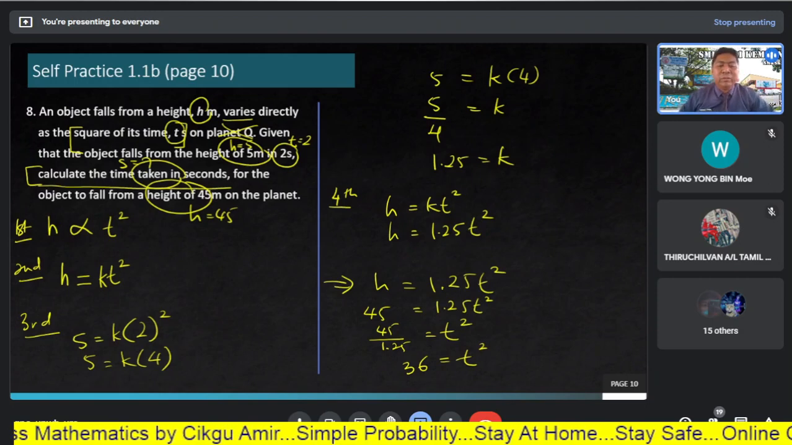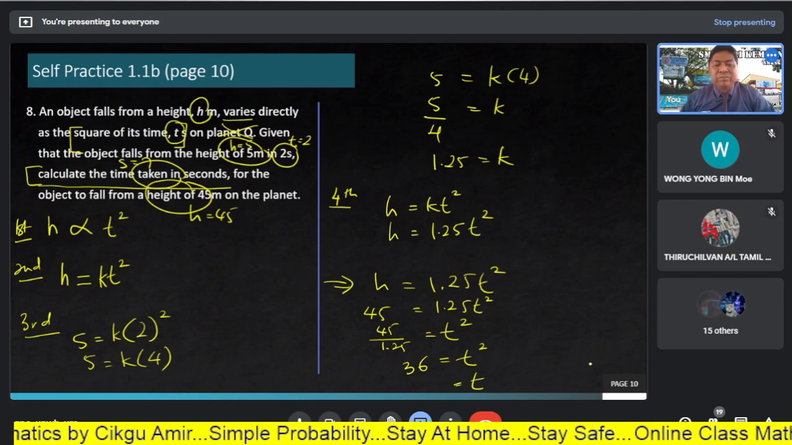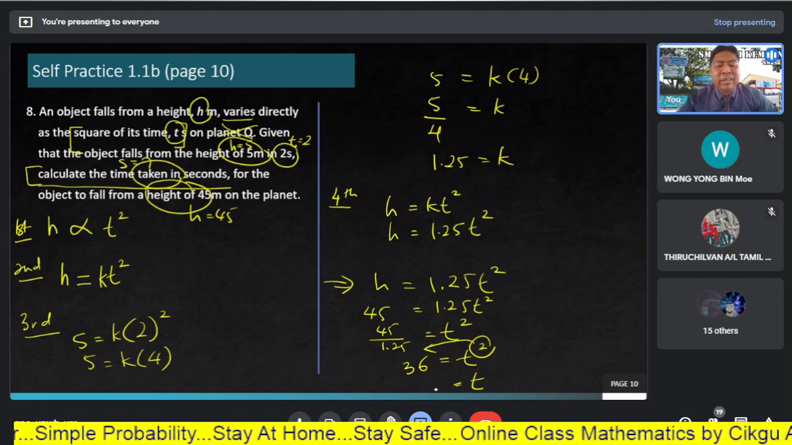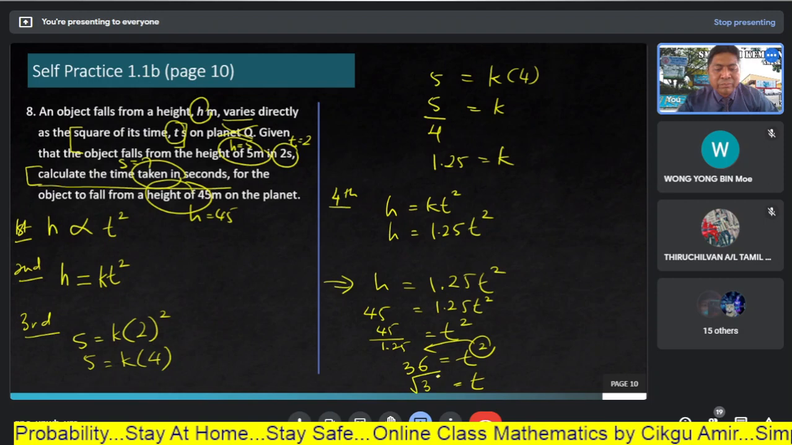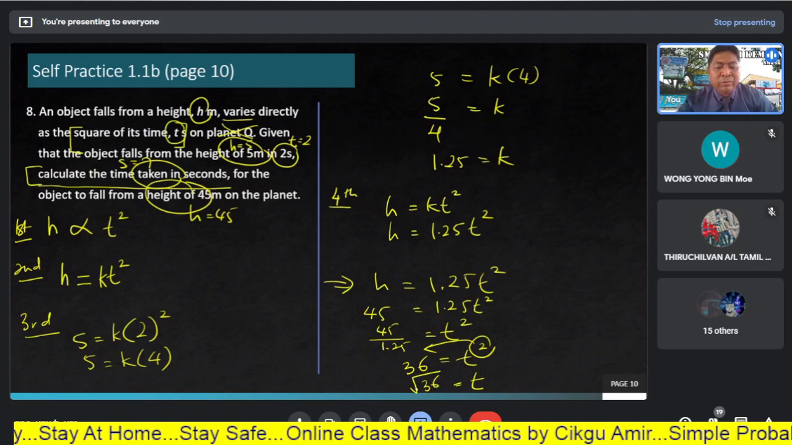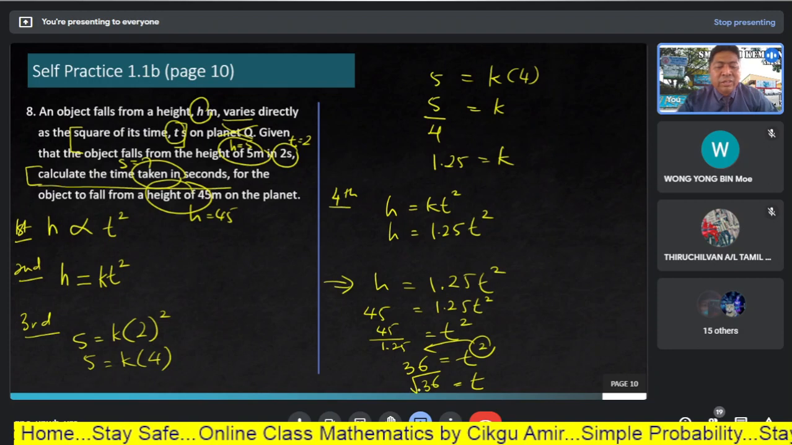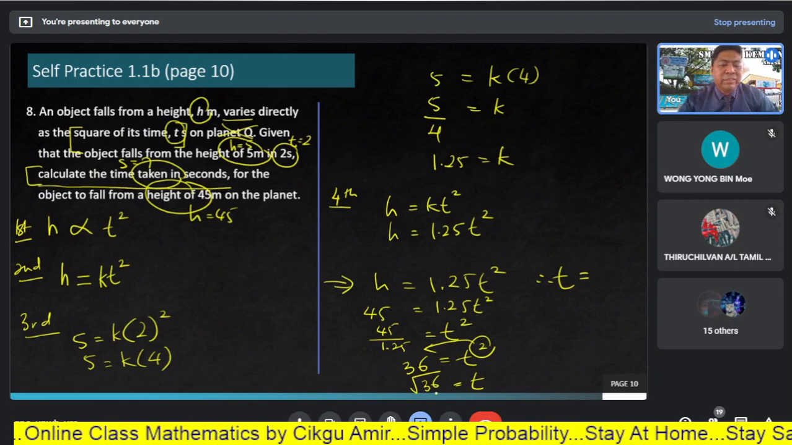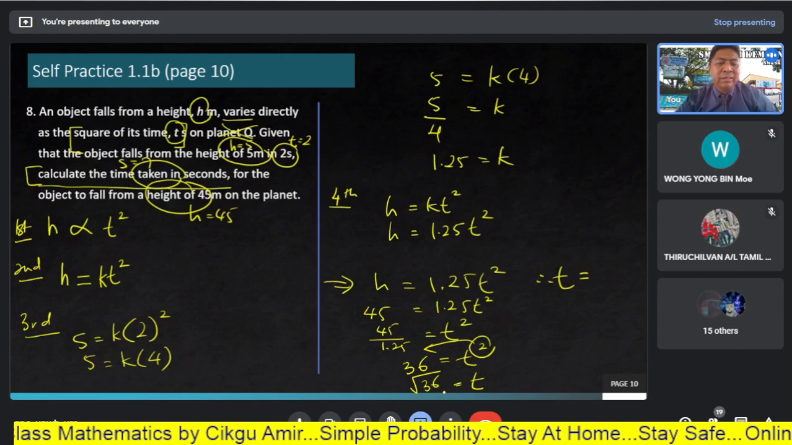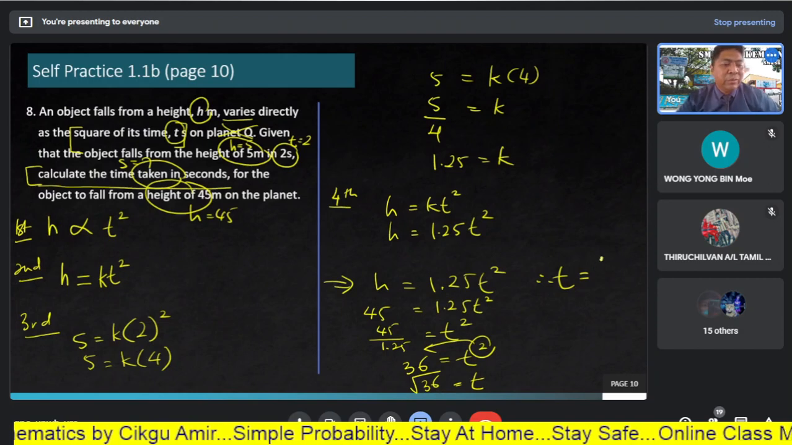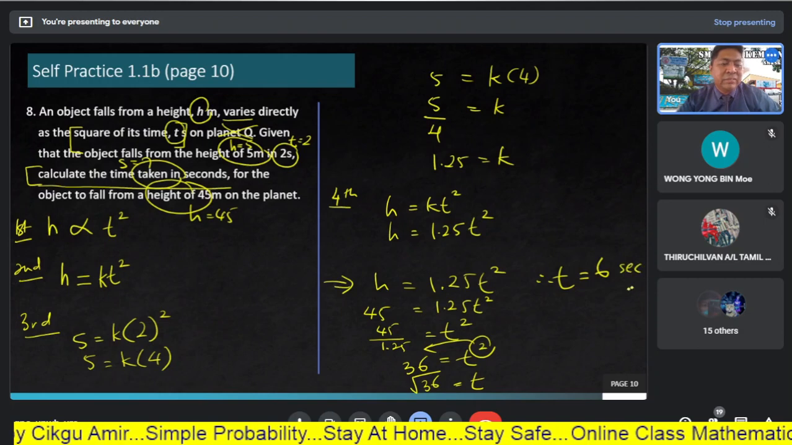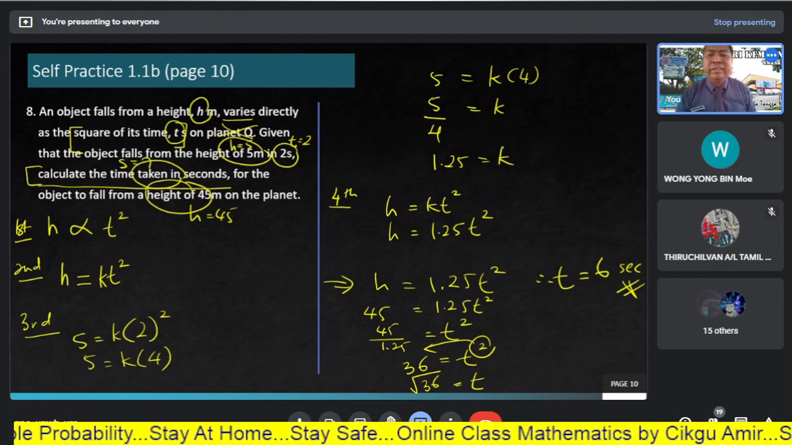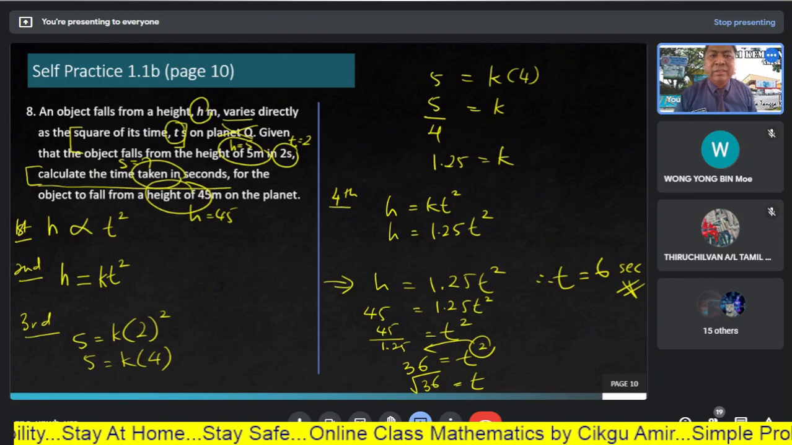36 is equal to T square. We want to find T. So the square must move to the other side, and it will become square root. So T equals square root of 36. Using the calculator again, we get T is 6 seconds, because 6 times 6 is 36. That is for question number 8.